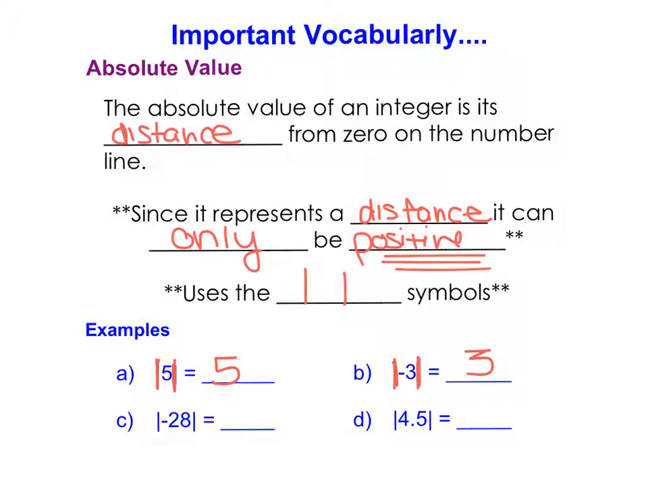If we look at C, the absolute value of negative 28. So that's how many units away from 0 negative 28 is, which is 28 units. So the absolute value of negative 28 is 28. And then this last one, the absolute value of 4.5, the same rule applies to decimals as it does to integers. So 4.5 is 4.5 units away from 0. So the absolute value of 4.5 is 4.5.